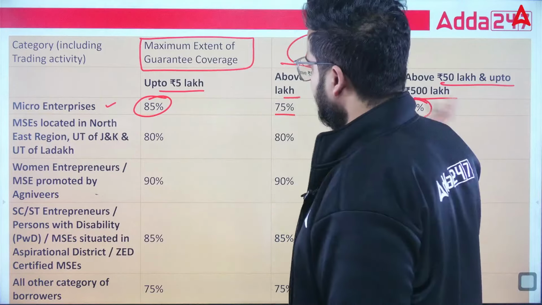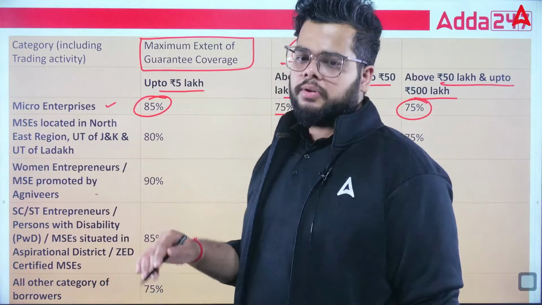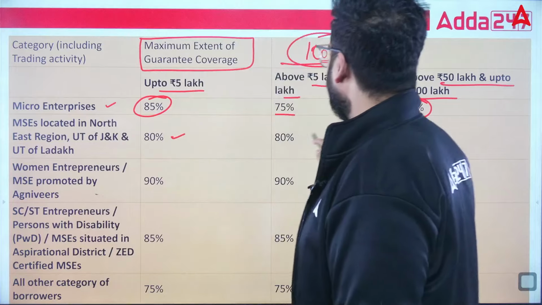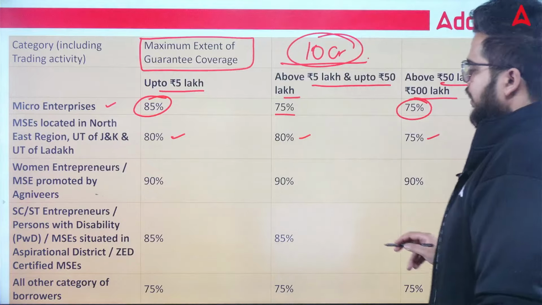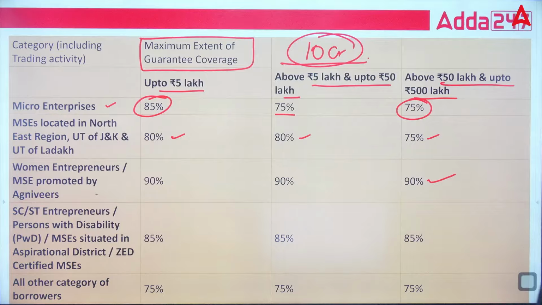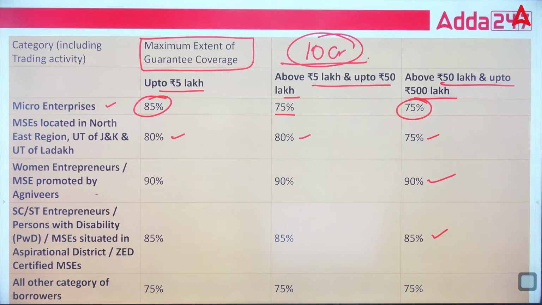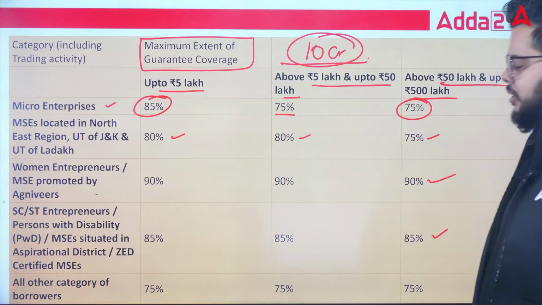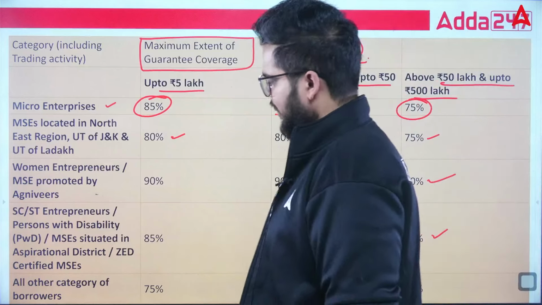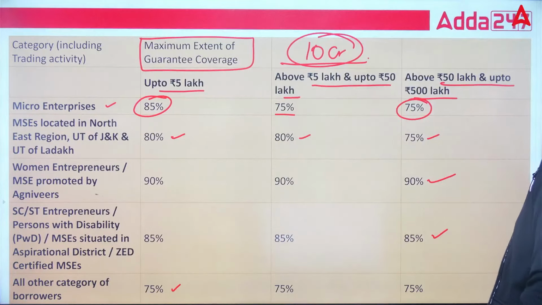So 85, 75, 75. For MSEs located in northeast region, UT of J&K, Ladakh, 80%, 80%, 75%. 90% throughout for the women entrepreneurs, or the MSE promoted by Agniveers, 85% throughout for the SC/ST entrepreneurs, PWDs, or the MSEs included or situated in the aspirational districts or the ZED, zero effect defect certified MSEs. All other categories, 75% will be the right coverage amount.